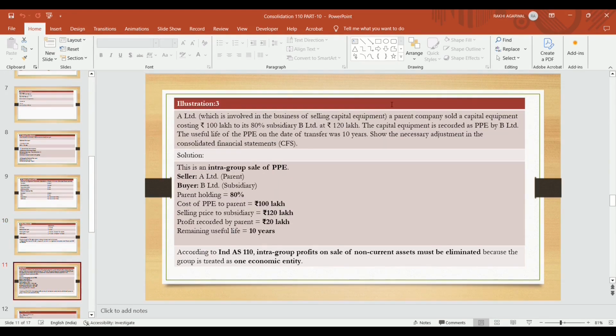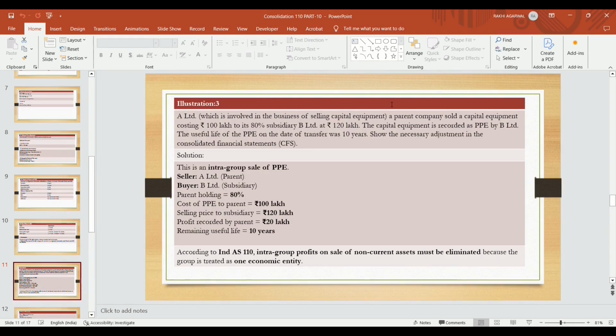A Limited, which is involved in the business of selling capital equipment, the parent company, sold capital equipment costing rupees 100 lakhs to its subsidiary B Limited at rupees 120 lakhs. Capital equipment is recorded as PPE by B Limited.